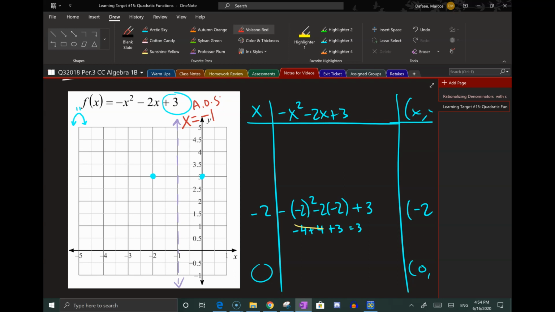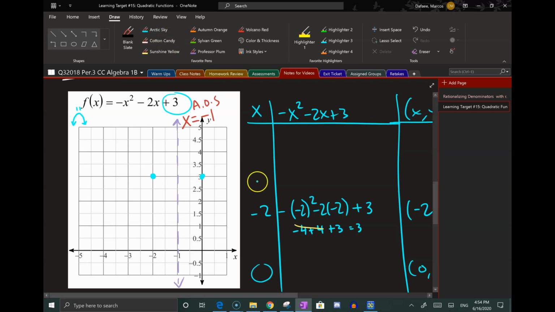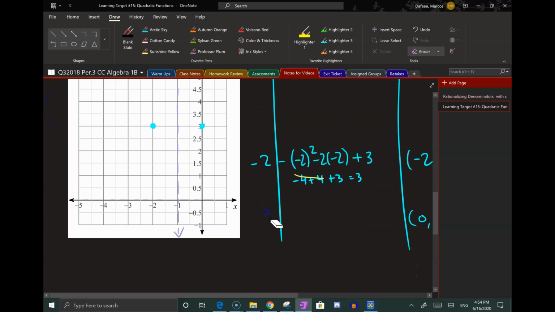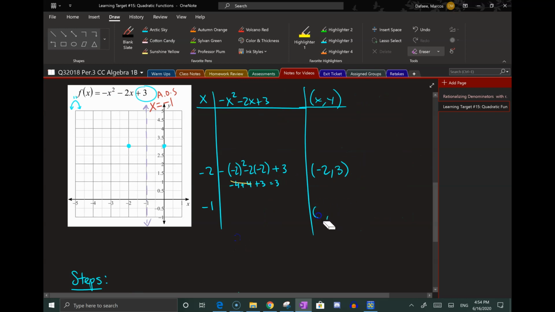It always does. So I have to plug in negative 1 so that I know where this is going to be. So I'm going to put negative 1 over here. And it looks like I need to bump this down. So let's move it all down so it's nice and organized. All right, so 0 there, 0 comma 3.